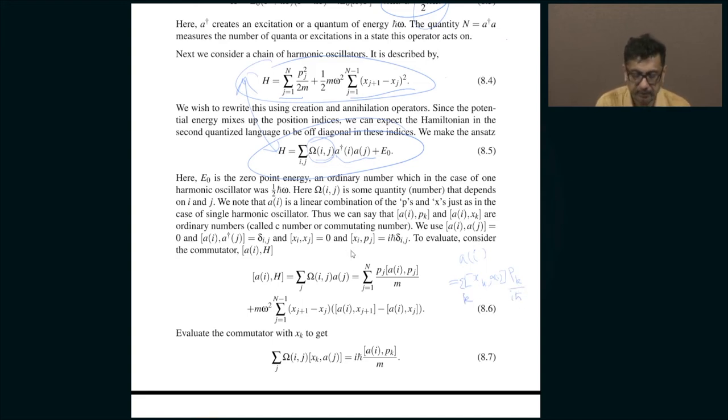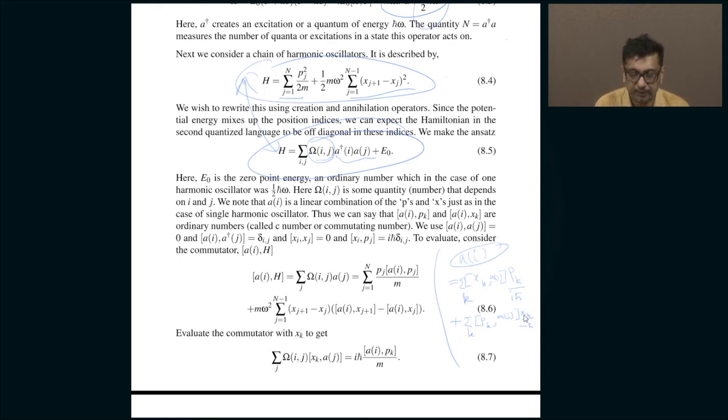So, I have skipped some steps. So, let me explain to you what this is. So, basically I can write A i like this plus sigma k p k A i into x k by minus i h bar. So, why is that? See, I can always write like this, because first of all this ensures that the A's are linearly related to P and x.